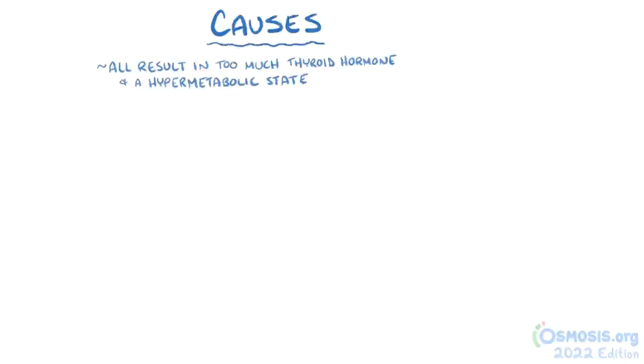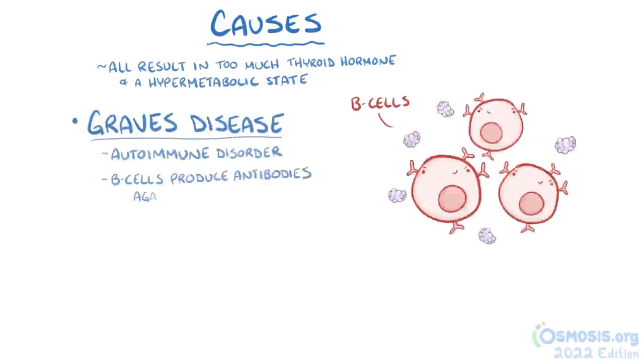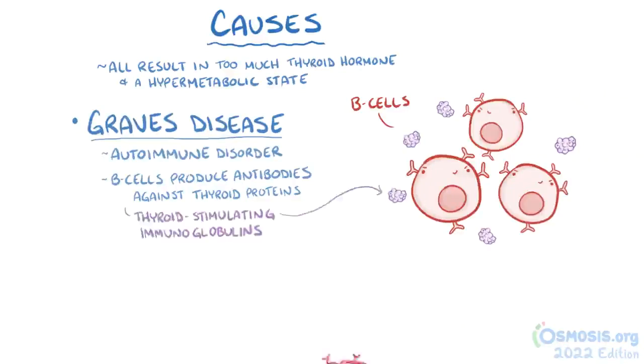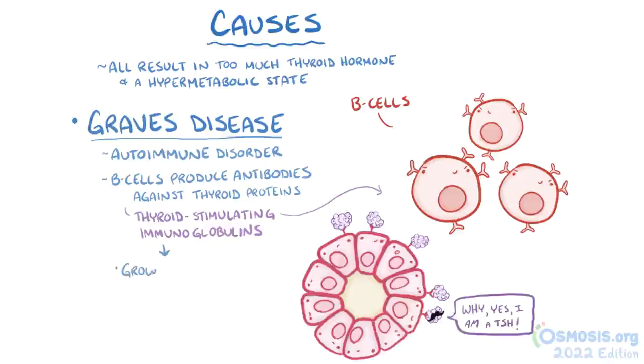The most common primary cause is Graves' disease, an autoimmune disorder where B cells produce antibodies against several thyroid proteins. These autoantibodies include thyroid-stimulating immunoglobulins, which bind to the TSH receptors on follicular cells and imitate TSH. This results in growth of the thyroid glands and stimulates the follicular cells to produce excess thyroid hormone.